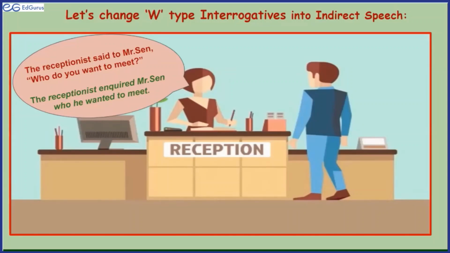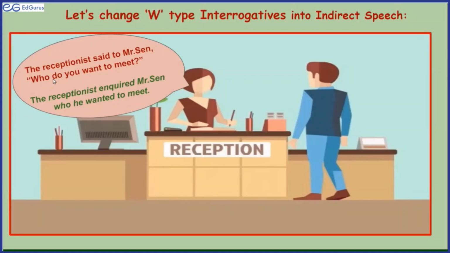When you are unable to understand which reporting verb is to be used, simply use the word asked. The receptionist asked Mr. Sen. The receptionist questioned Mr. Sen. Or the receptionist inquired Mr. Sen. Inquired is very appropriate, but asked and questioned are not incorrect, they are also correct. Is that clear, Anmol? Yes, ma'am.